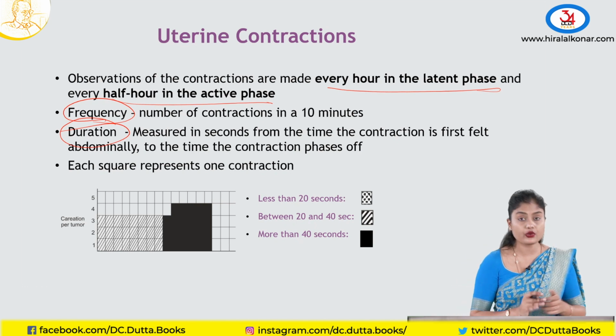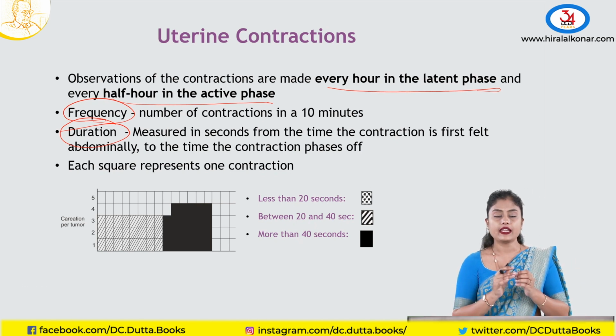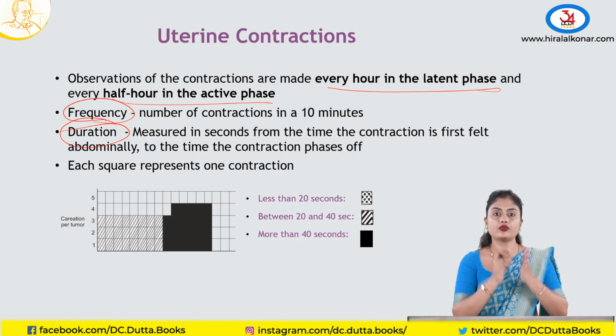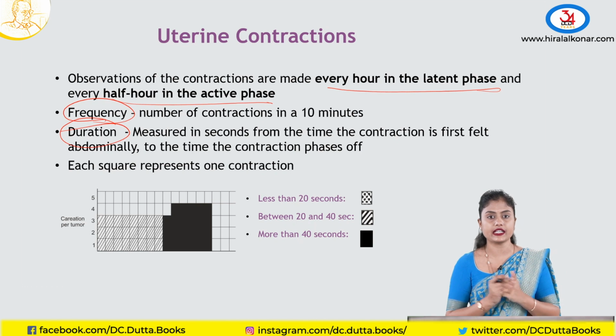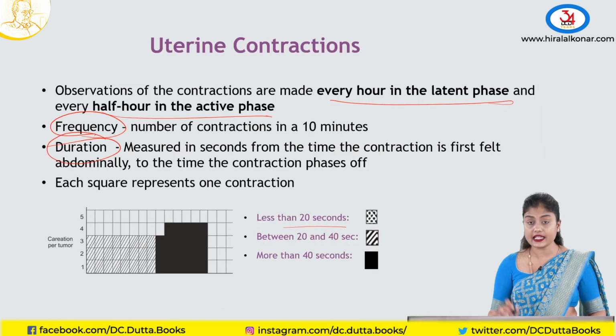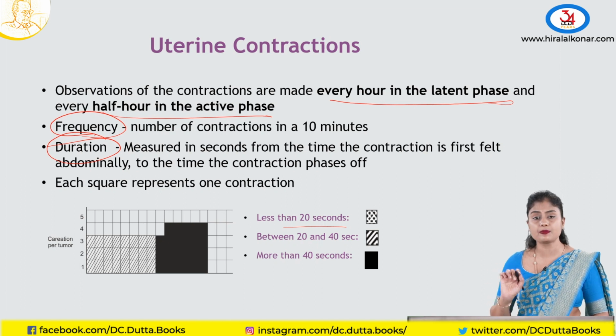And what is the duration of each contraction? Like she had 1 contraction lasting for 20 seconds or 1 contraction lasting for 30 seconds. This is how you write. Previously we used to mark it like this. Less than 20 seconds we used to dot it, and 20 to 40 seconds it used to be marked as lines, and in more than 40 seconds it was blocked.